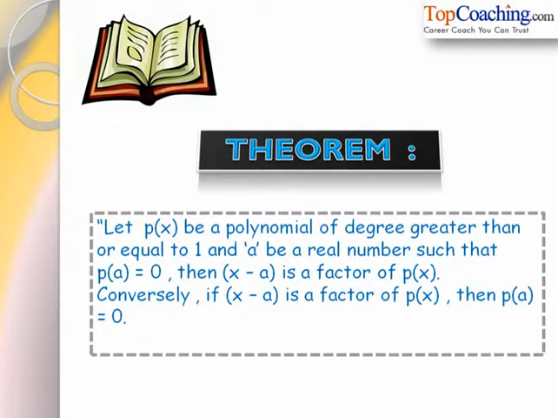Also, conversely, it says that if x minus a is a factor of p of x, then p of a would be equal to 0. So this is the factor theorem, and now we are going to look at the proof of this theorem.